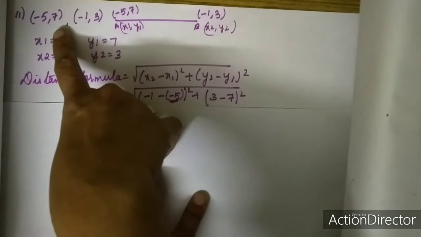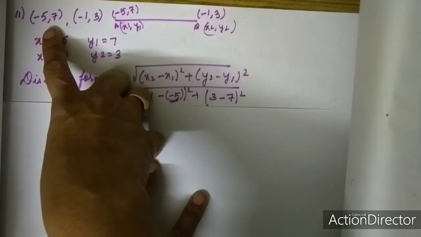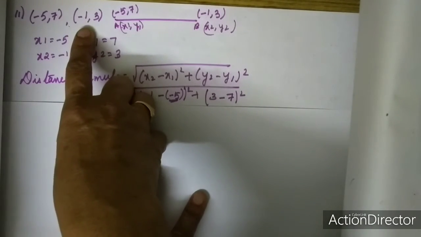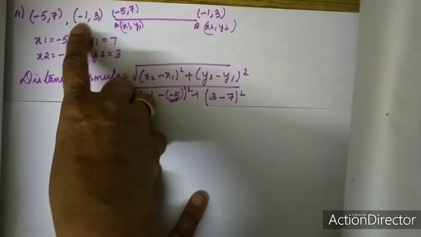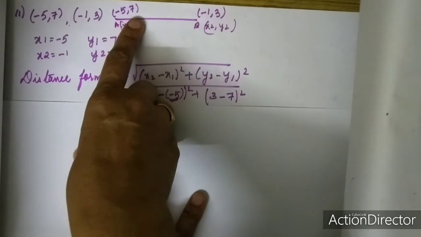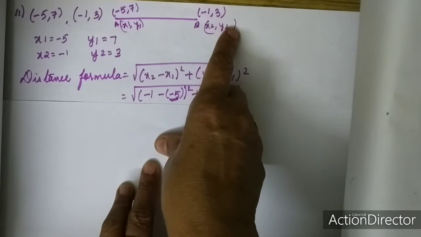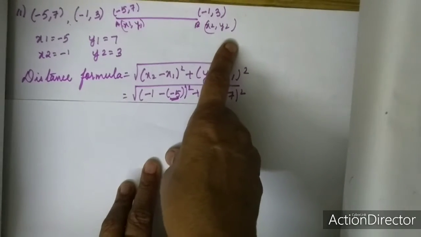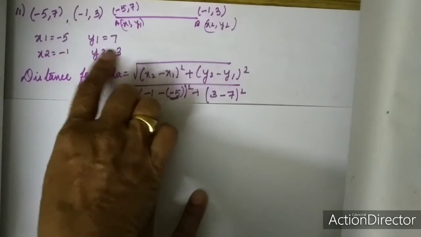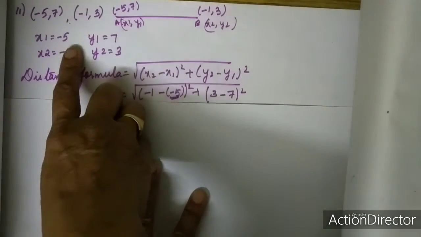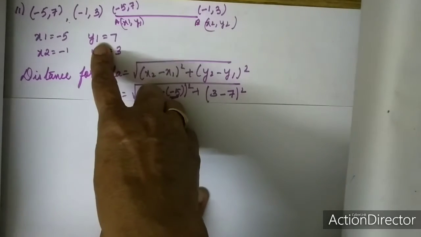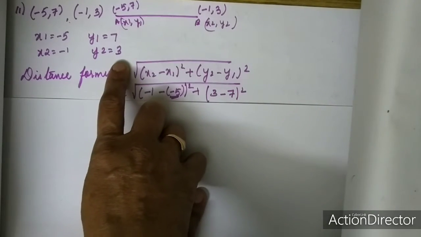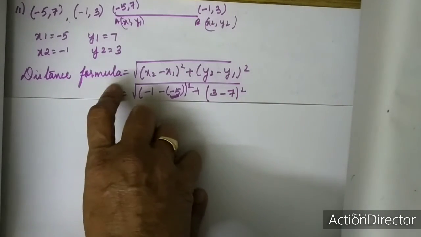Now moving on to the second sum, where the first coordinate is given as minus 5, 7 and the second coordinate is minus 1, 3. So let us take A to be minus 5, 7 and B to be minus 1, 3, and let A be x1, y1 and B be x2, y2. So write it separately over here. As I said earlier, x1 is minus 5, x2 is minus 1, y1 is equal to 7 and y2 is equal to 3. So what is the distance formula?